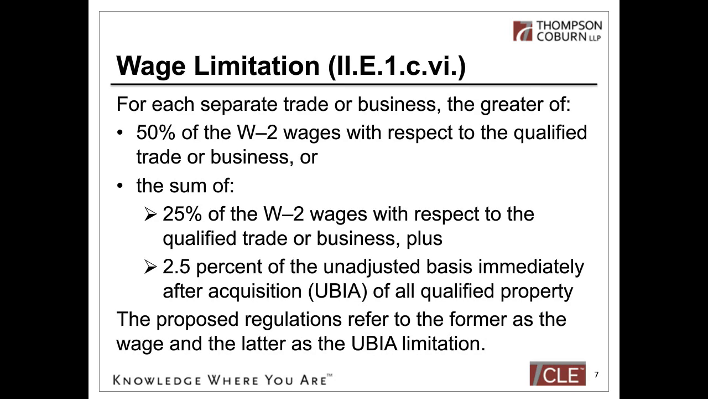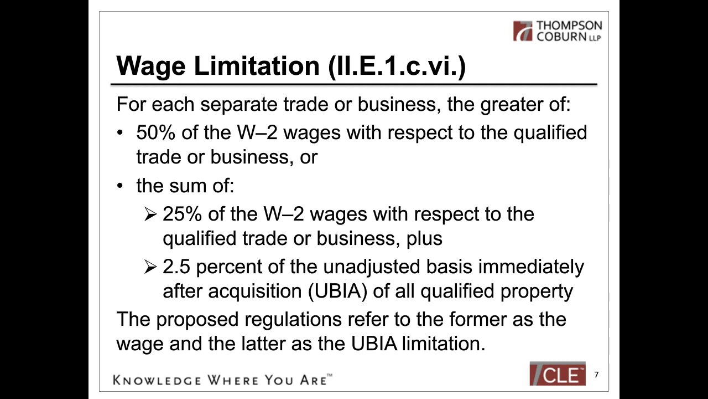So for each separate trade or business, this wage limitation is the greater of 50% of the W-2 wages from that business, or the sum of 25% of W-2 wages from that business and 2.5% of the unadjusted basis immediately after acquisition of the qualified property.